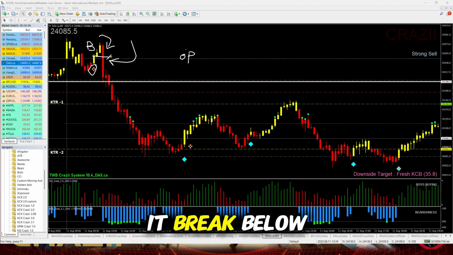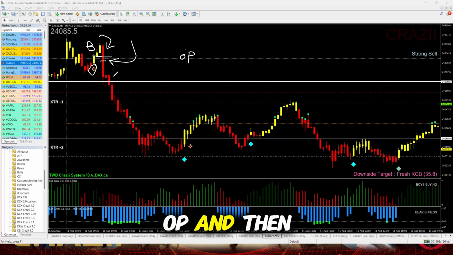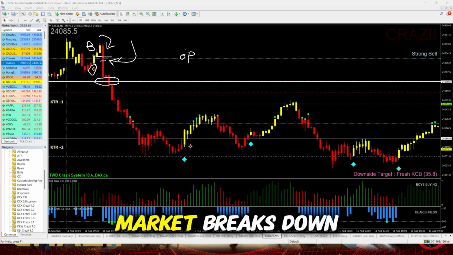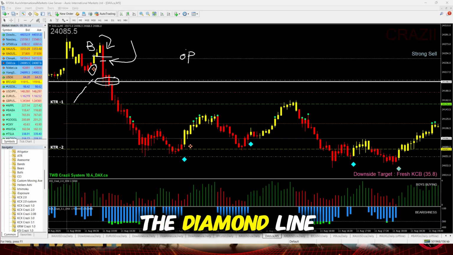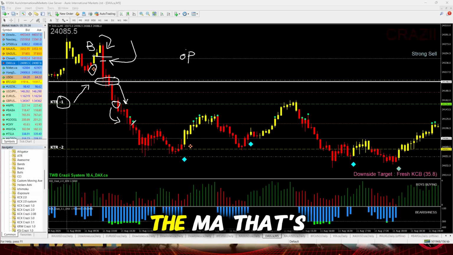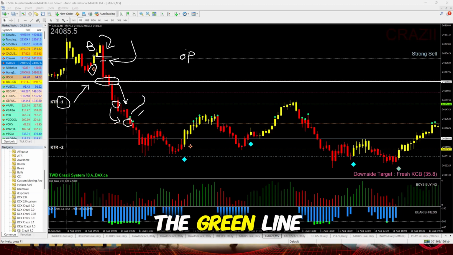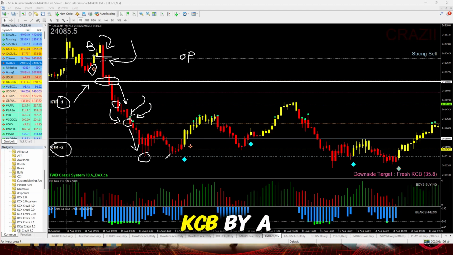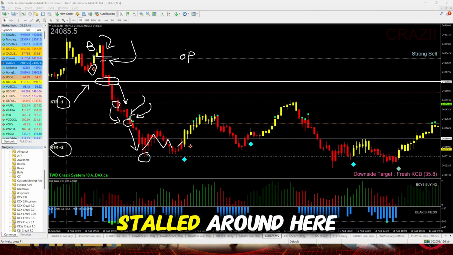And then once it breaks below here, you sell, it's below OP. And then remember, this is the diamond line from the day chart of the previous time. Once the market breaks down and goes below the diamond line, it was a confirmed sell. And the market goes down all the way to KTR -1 very nicely, and then down to the MLP, the MA. That's why you see the green line coming up. Then it smashed down further all the way to KTR -2 and missed the KCB by a fraction and rebounded and stalled around here.